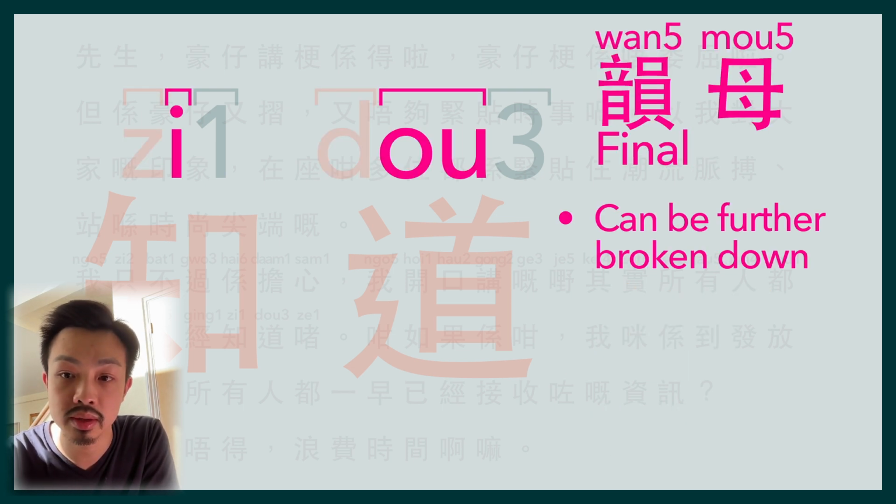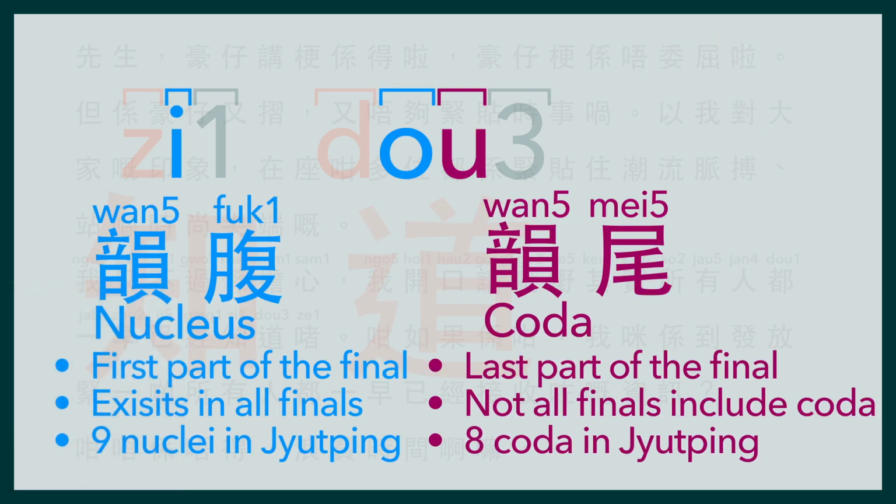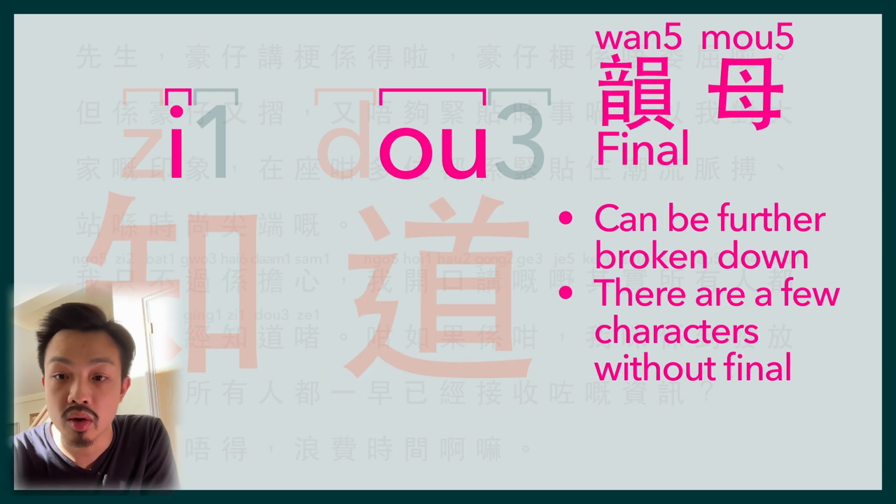The second component is the final. It's also sometimes called the rhyme. It marks the terminal sound of the character. The final can be further broken down into two parts: the nucleus, 韻腹, and the coda, 韻尾. Okay, now we have lots of color here. There are a total of 9 nuclei and 8 coda in the Jyutping system. All finals must have a nucleus, but some go without the coda, and they are called the main vowels. There are also several characters that go without finals, but those are the odd cases.